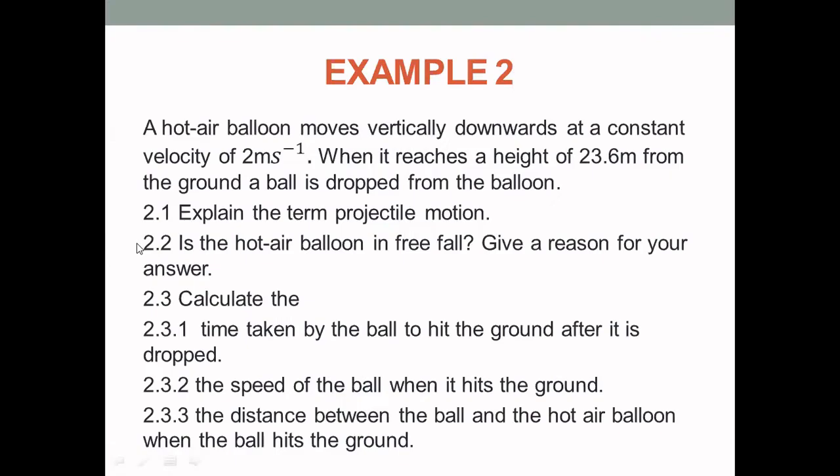Okay, let's go now to the next question. We need to calculate the speed of the ball when it hits the ground. That is 2.3.2. Okay, let's check what do we have. We have an initial velocity of 2 meters per second downwards. We have a height of 23.6 meters, which is also downwards.